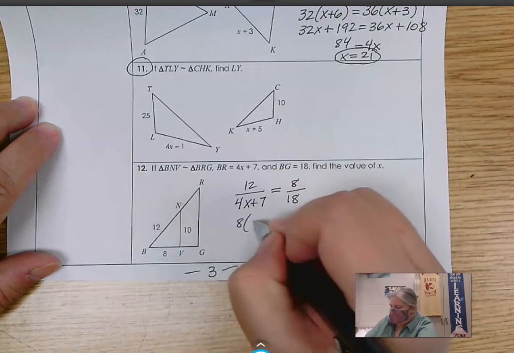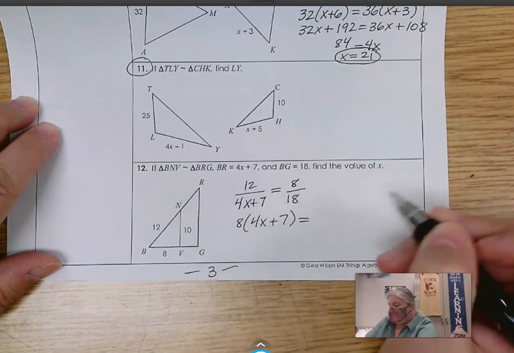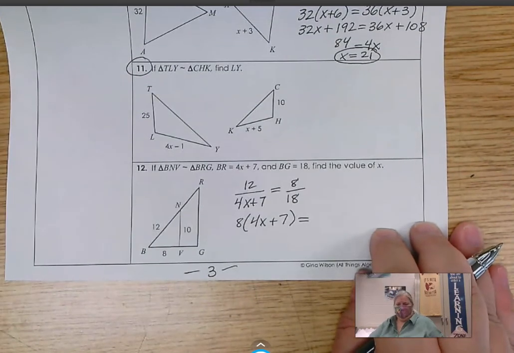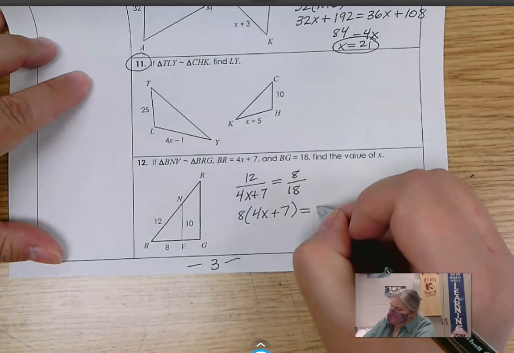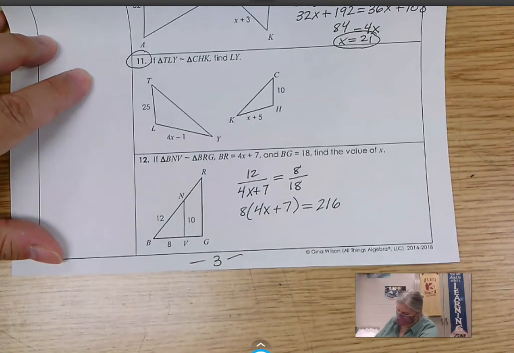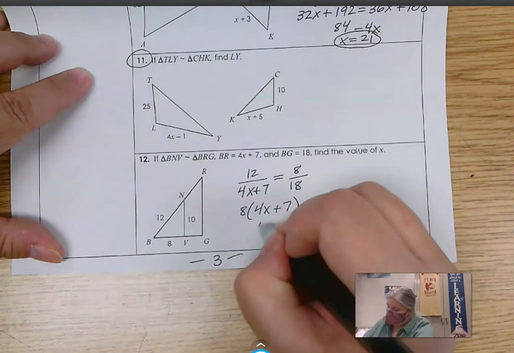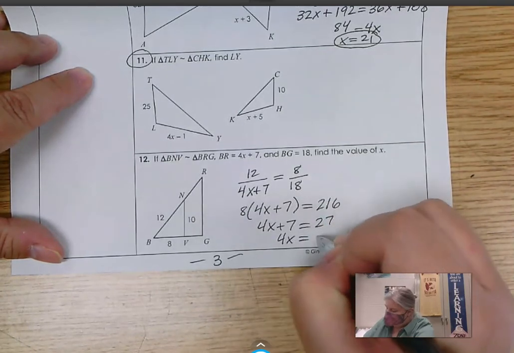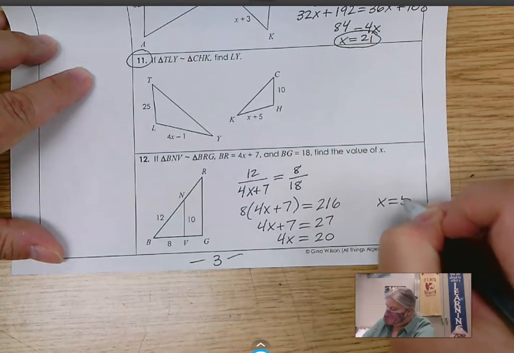So I get 8 times 4x plus 7 equals 12 times 18, which is 194 maybe? No, I think it's 206. Let's just actually use a calculator instead of our brains. 216. All right, there we go. 216. Then I'm going to divide both sides by 8 instead of distributing. You could distribute there, or just divide both sides by 8, and you get 4x plus 7 equals 27. 4x is 20, and x is 5.